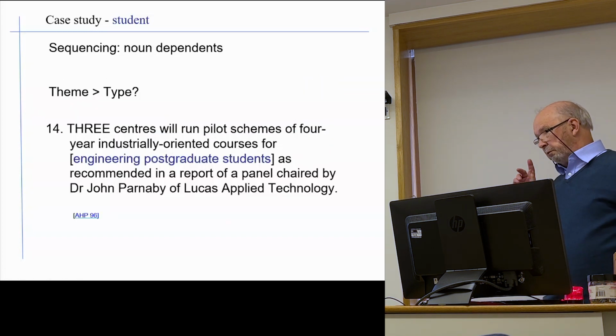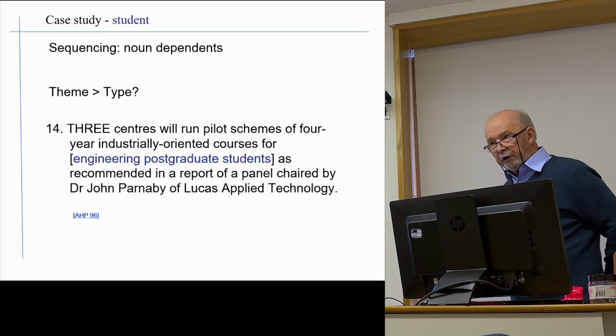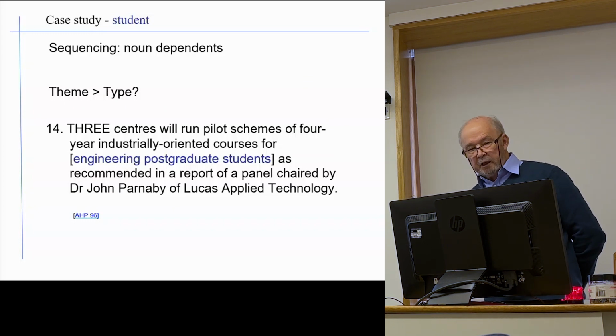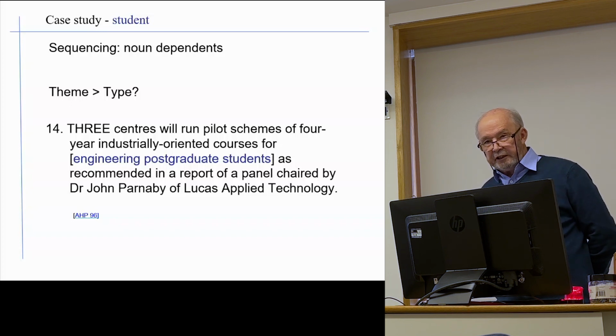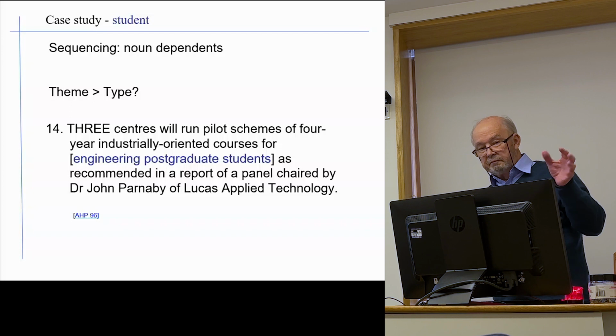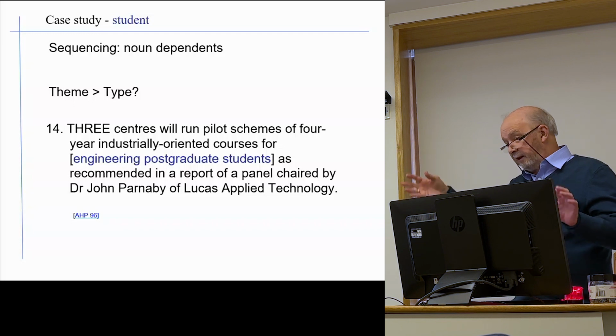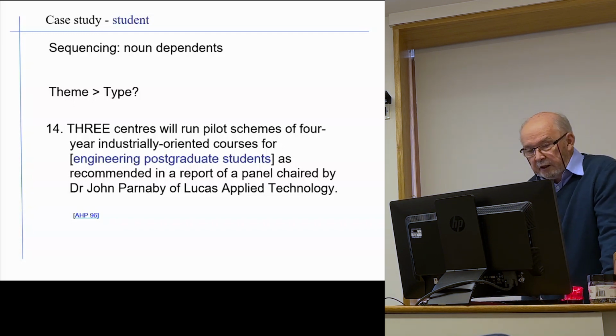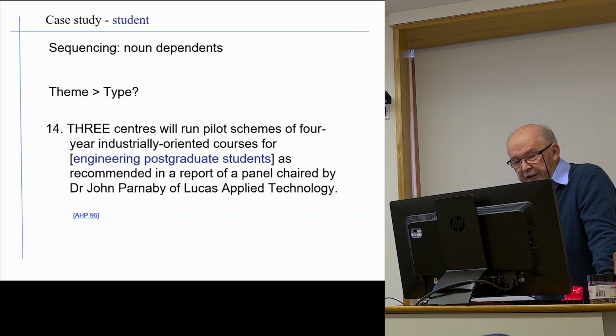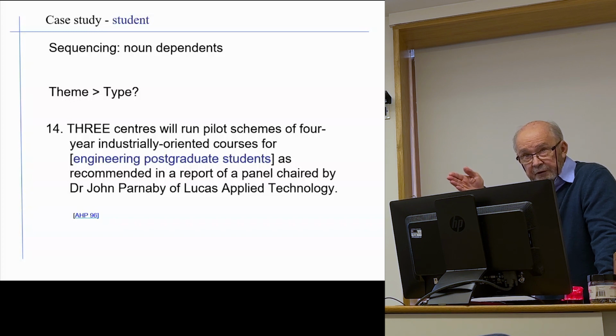Okay, now the most important point, and that's the sequencing. What's going on with the sequencing here? Do we have theme, student of, to type, which seems to be the most strong collocate? Well, yes, you do. 3 centres will run pilot schemes of 4-year industrially oriented courses for engineering postgraduate students. Notice that the type, postgraduate, is adjacent to the head. But what they study, engineering, is before that.